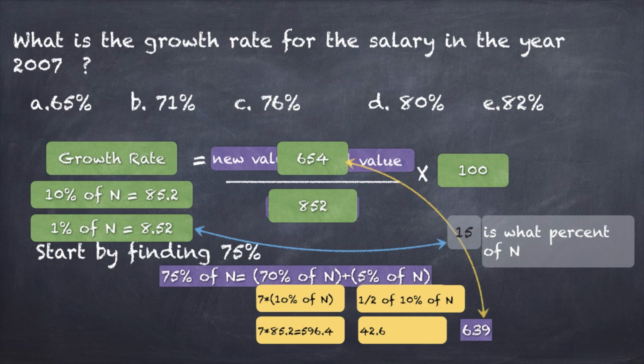So 2% would be around 16 or something. It is less than that. That means this 15 is less than 2% of 852. Okay, that means there's not too much movement from 75. Again, I can come to the answer 76% pretty easily.